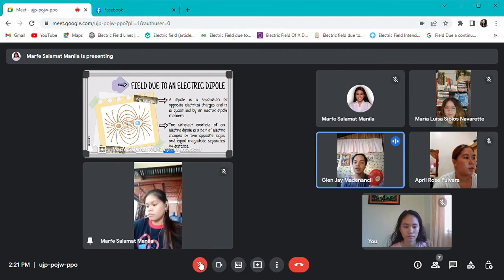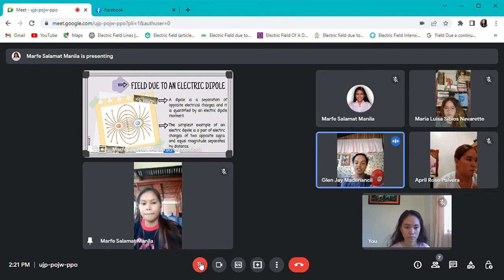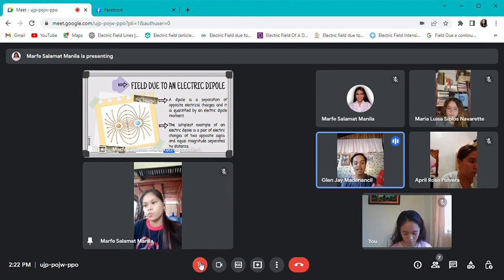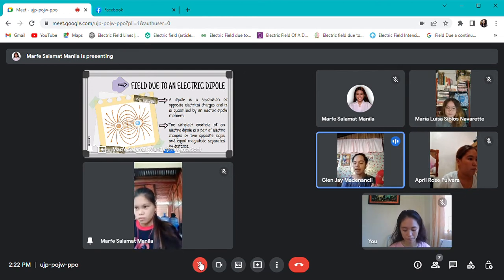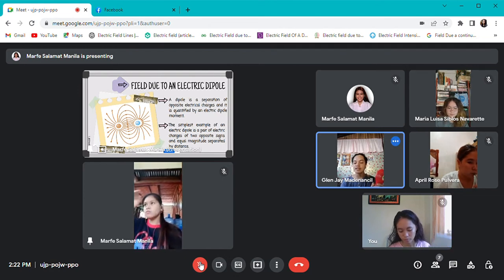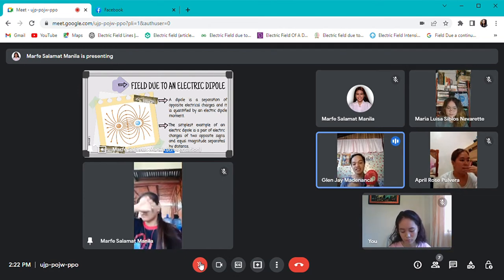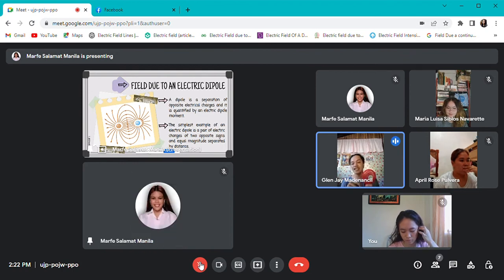Dalawang polar, ay may dalawang charge na magkaiba yung polarity or nature of charge nila. The negative and the positive. It is always said that the direction of an electric dipole always starts from the negative then to the positive. Based on my research, I searched this from a source from 2021. So muna ako ma-share. So let us proceed now to the next slide.